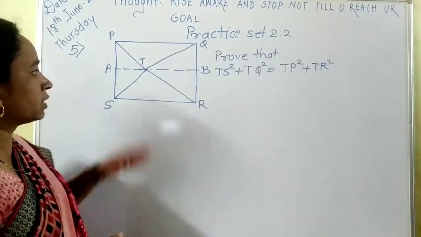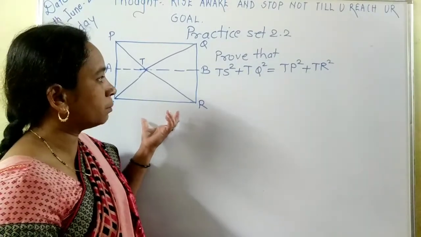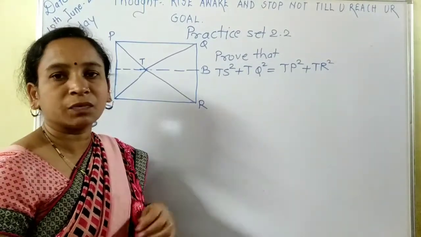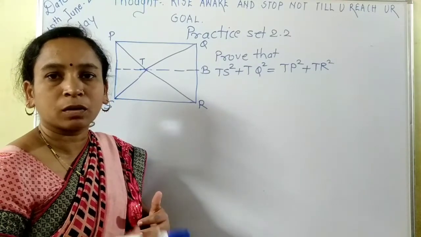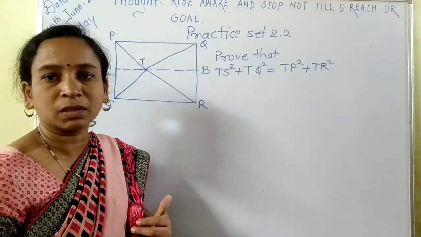Now, fifth example. Actually, this example is of a HOTS example, but it is very simple. Here we have just used the concept of the Pythagoras theorem. That means hypotenuse square is equal to side 1 square plus side 2 square.